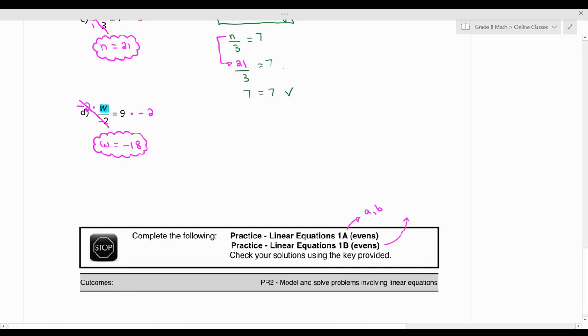And then the second page, linear equations 1B. This is similar to questions C and D, where you are undoing the division, so you're going to have to multiply both sides to solve for your variable. All right, same deal. Practice the sheets. Check your answers as you go along. If you get stuck, please email me. I will help you.